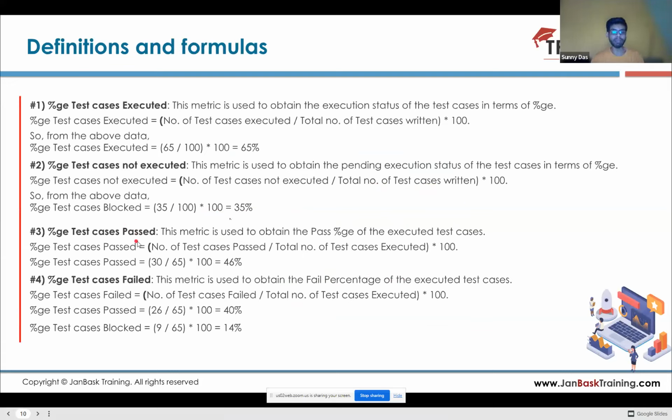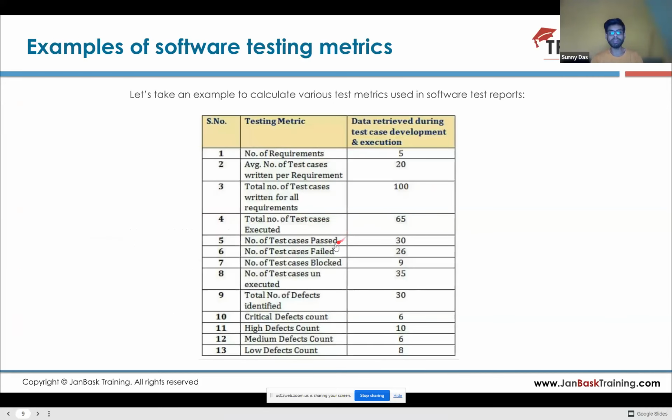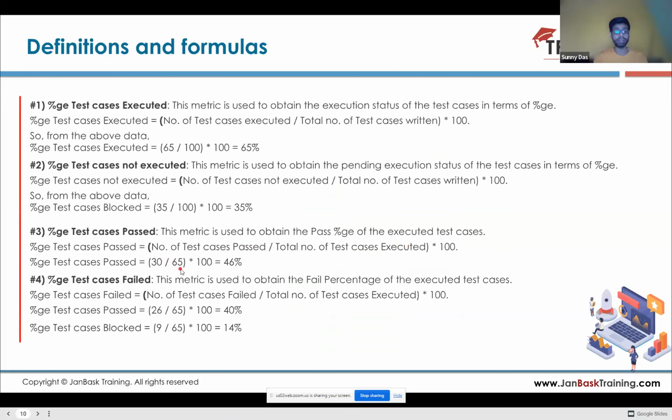Percentage of test cases passed. The formula is number of test cases passed divided by total number of test cases into 100. So here it will be 30%. 30 divided by 100 into 100. Sorry, the percentage of test cases passed is calculated as number of test cases passed divided by total number of test cases executed, not total number of test cases. So you have executed 65 test cases, so 30 divided by 65 into 100. That gives you 46%.